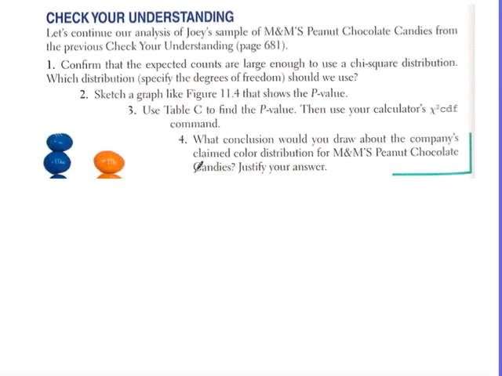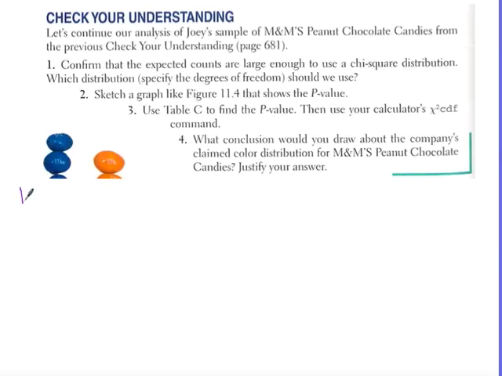On the next example, we're going to continue with our analysis of Joey's sample of M&M's peanut chocolate candies from the previous Check Your Understanding. Number 1 said: confirm that the expected counts are large enough to use a chi-square distribution. Which distribution, specifying the degrees of freedom, should we use?